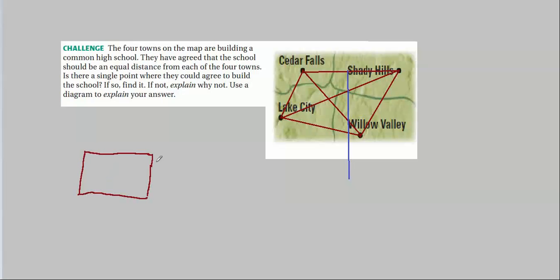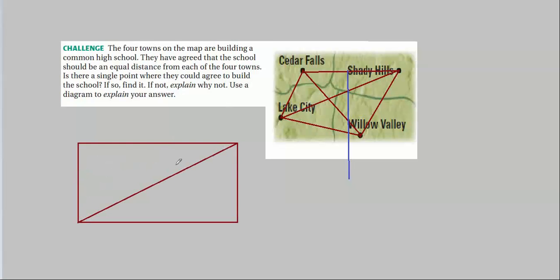If we had 4 points which, say, formed a rectangle, now we'd have something interesting going on. Well, sort of interesting. Maybe I'm easily amused. Wow. Suppose we had a rectangle. We could draw a diagonal and produce 2 triangles. And they'd be 2 right triangles.